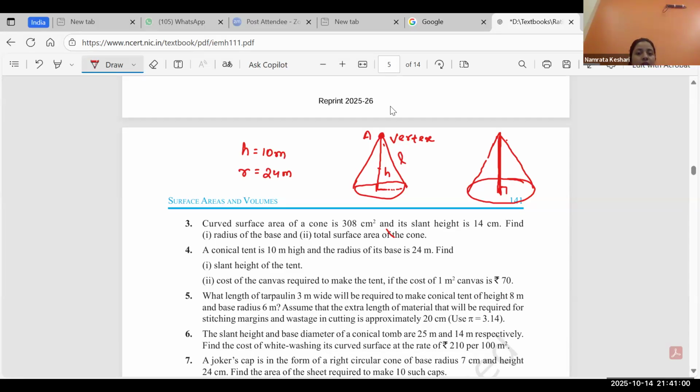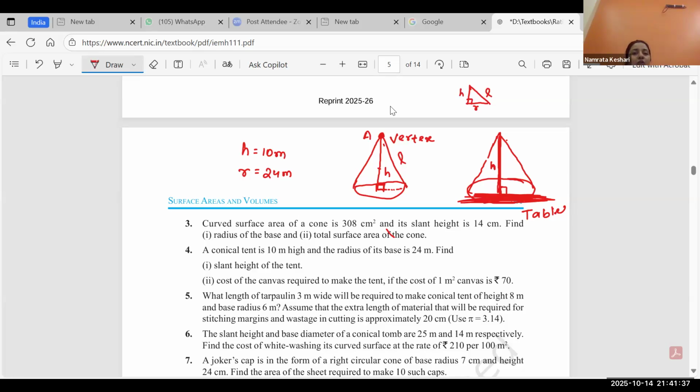Yes, ma'am. So inside the cone, you will be having a right angle triangle. Why? Because this height is perpendicular to the table on which you have placed this cap. If you keep it on the ground, this height is perpendicular to the ground. That's why we take it as a right angle triangle, where this is the height, this is the r, and this is the slant height. Making sense?